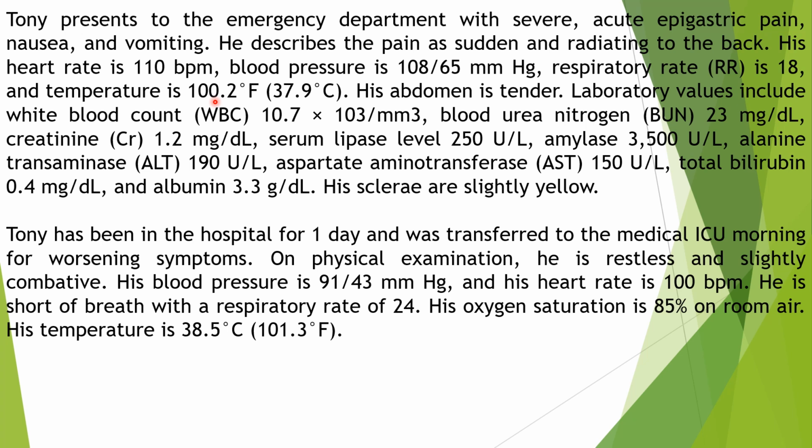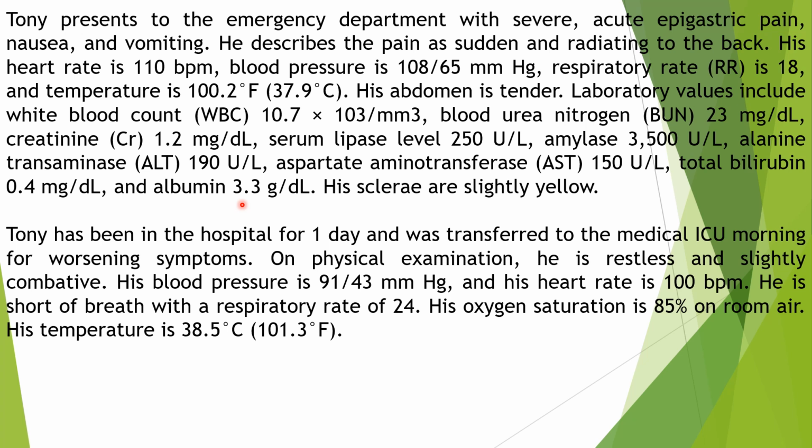His abdomen is tender. Laboratory values include WBC 10.7 x 10^3 per mm³, blood urea nitrogen 23 mg per dl, creatinine 1.2 mg per dl, serum lipase level 250 units per liter, amylase 3500 units per liter, alanine transaminase ALT is 190 units per liter, aspartate aminotransferase AST is 150 units per liter, total bilirubin is 0.4 mg per dl, and albumin 3.3 gram per dl. His sclera are slightly yellow.